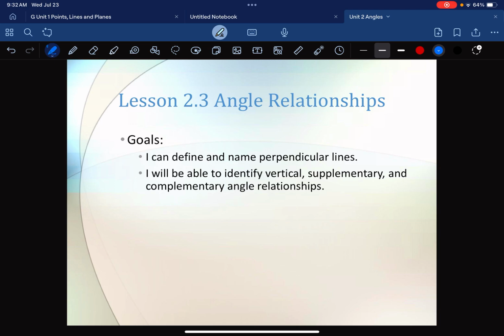The goals are I can define and name perpendicular lines, and I will be able to identify vertical, supplementary, and complementary angle relationships. And there's some others as well, but those are the hot button ones right there, okay?